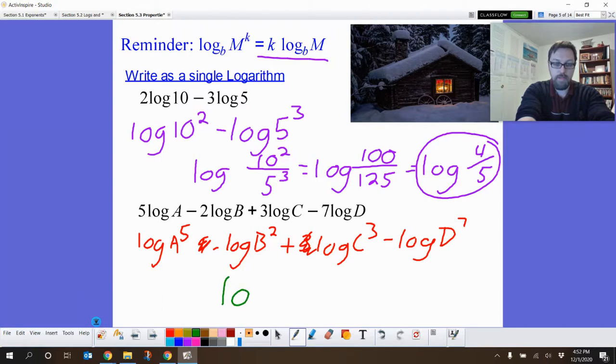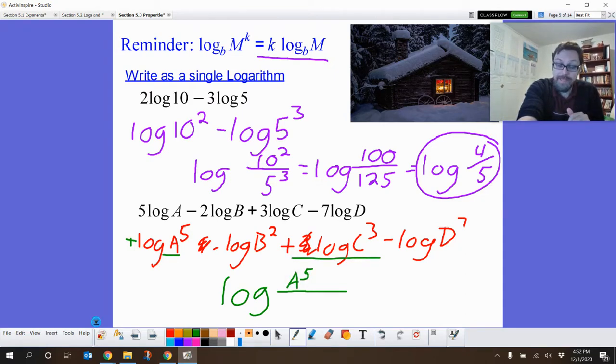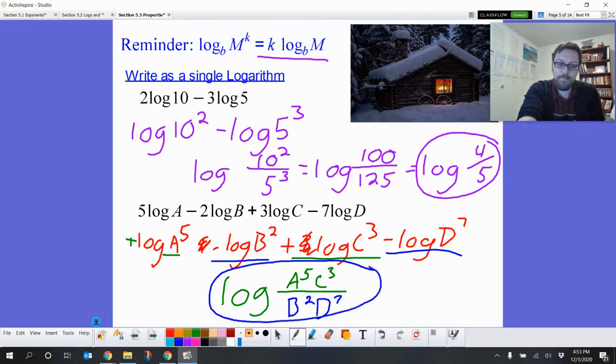So now we're going to bring them all into one big mega log cabin. Anybody who's positive, you get to go upstairs. A to the fifth has got a positive in front of it, so it goes upstairs. C to the third also has a positive in front of it, so it gets to go upstairs. Ugh, but look at this negative Nelly. B squared apparently didn't want to have a big log cabin together. It's got a negative in front of it, so the B squared needs to go into the denominator. D to the 7 also had a negative in front of its logarithm, so it's going to go hang out with those. Maybe those two will be a bit more cheery in the basement together. So there it is written as a single logarithm.